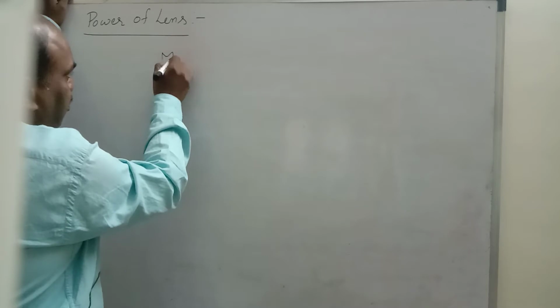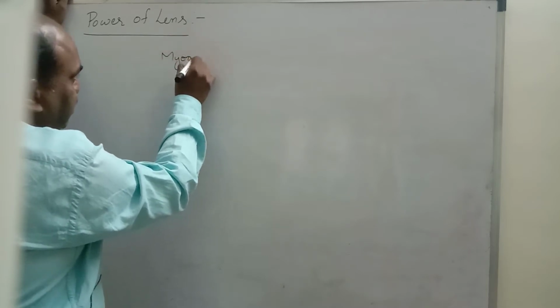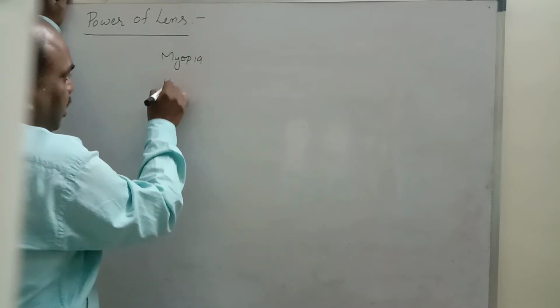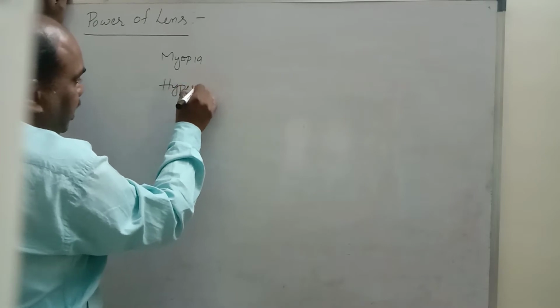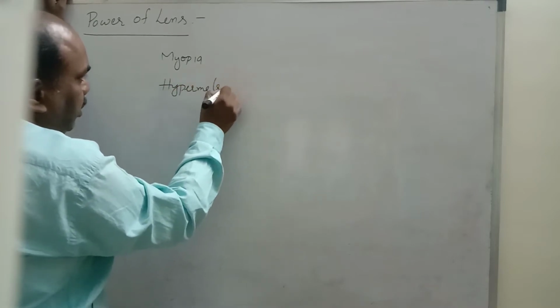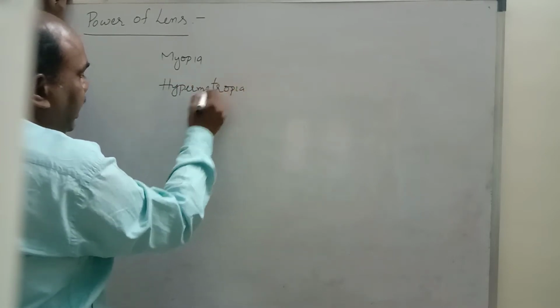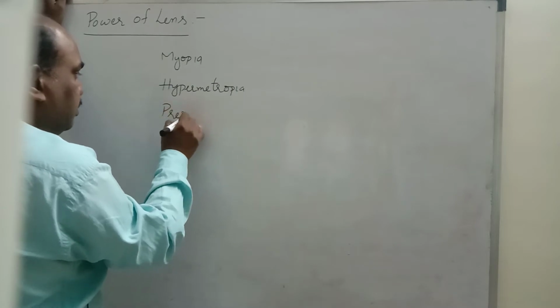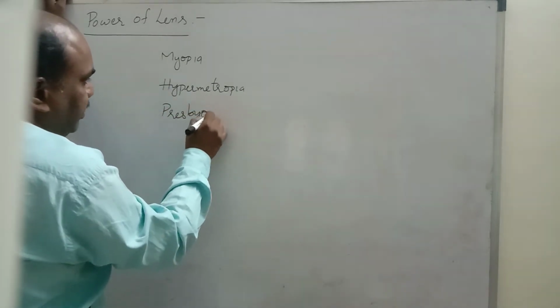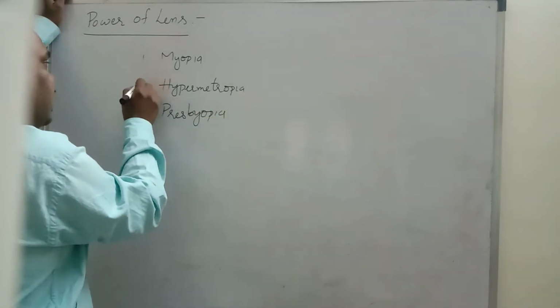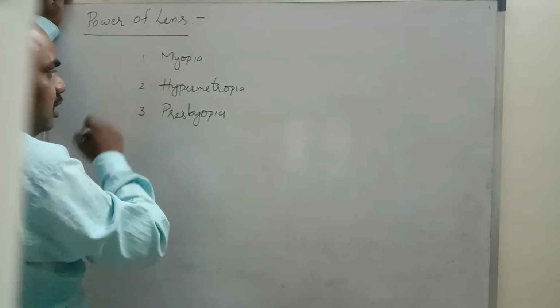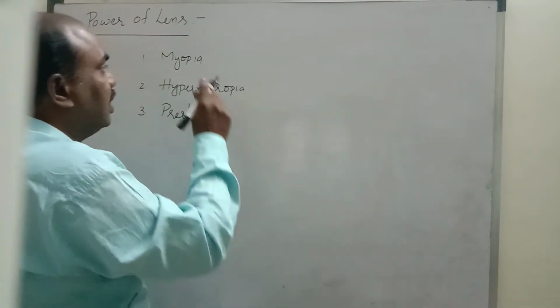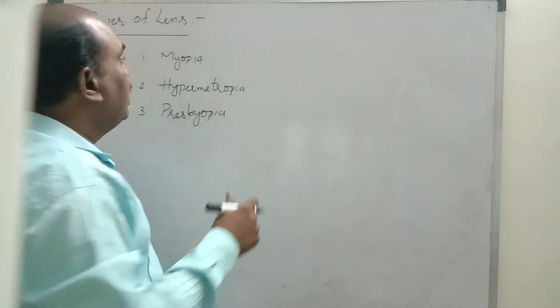Generally, eye defects are of three types. We saw myopia, hypermetropia, and presbyopia. These are the three kinds of eye defects. In the last video we saw them in the human eye.